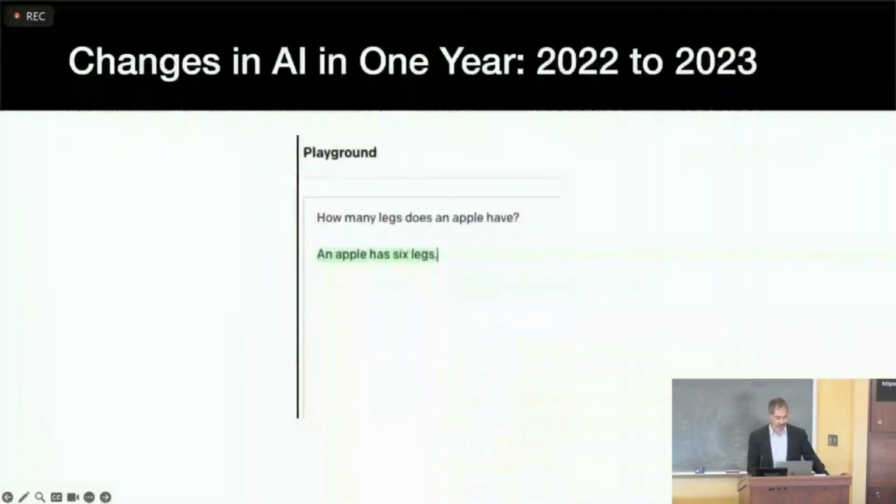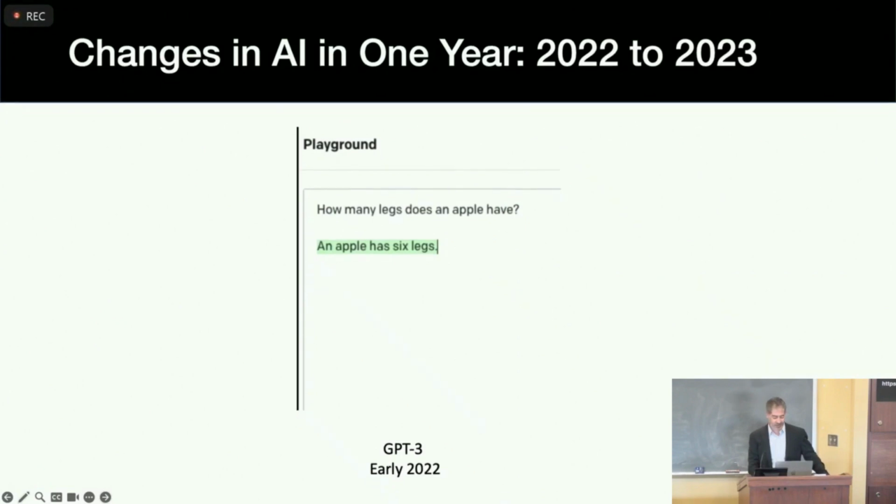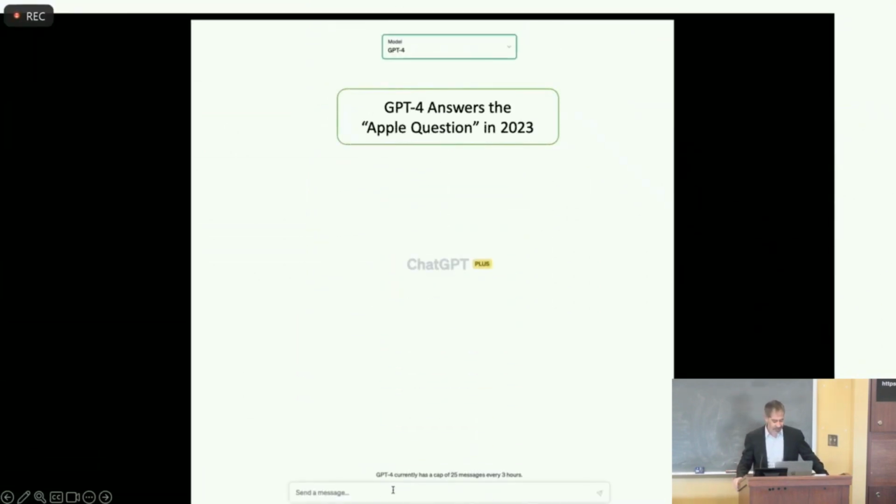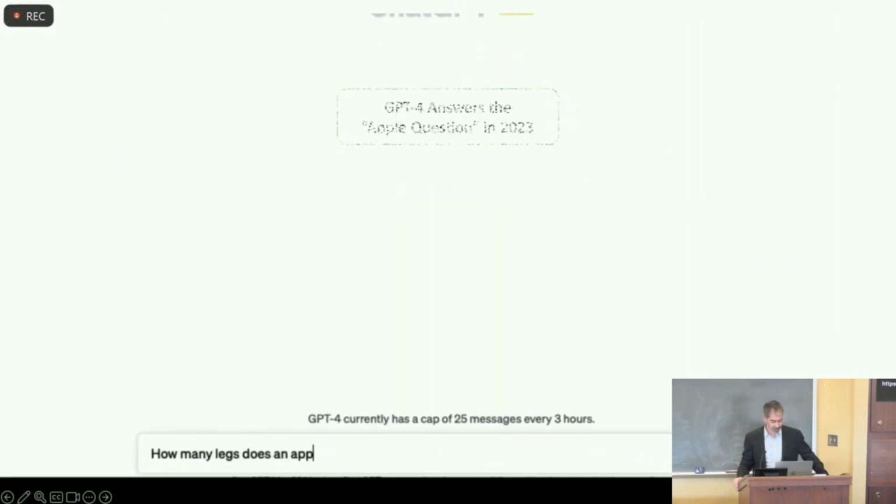Here's another example. Remember the Apple question? How is GPT-4, the latest version, handling the Apple question? Well, let's see. So if I zoom in, how many legs does an apple have? Be sure to explain your answer thoroughly.